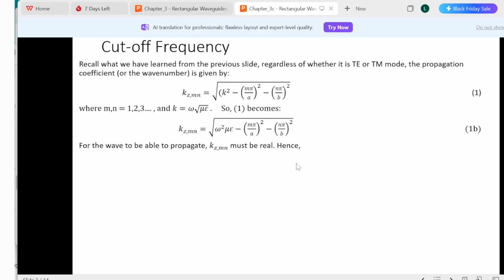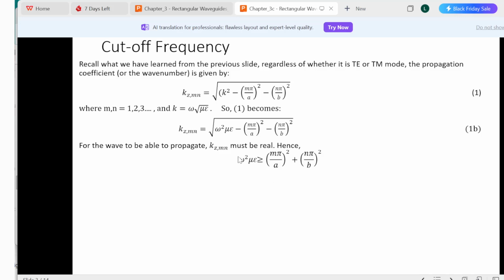And this is where the frequency for this to happen is so-called the cutoff frequency. And in order for the wave to be able to propagate, the wave number has to be real. And if we can't get that, this means there will be no propagation. So essentially, the threshold for kz is 0. And for this to be 0, we need to make sure the term inside the square root is 0. So this is what we need to do.